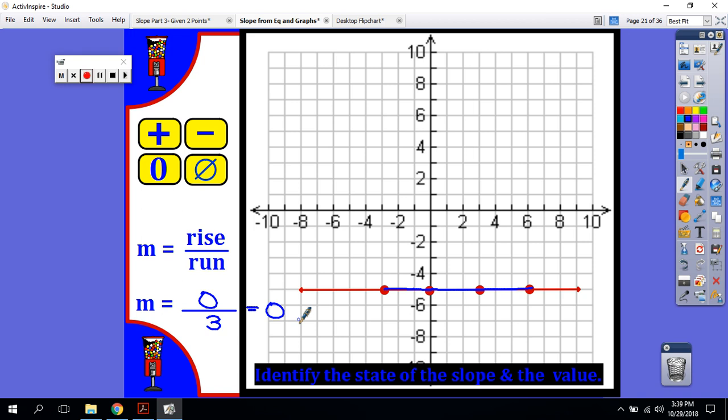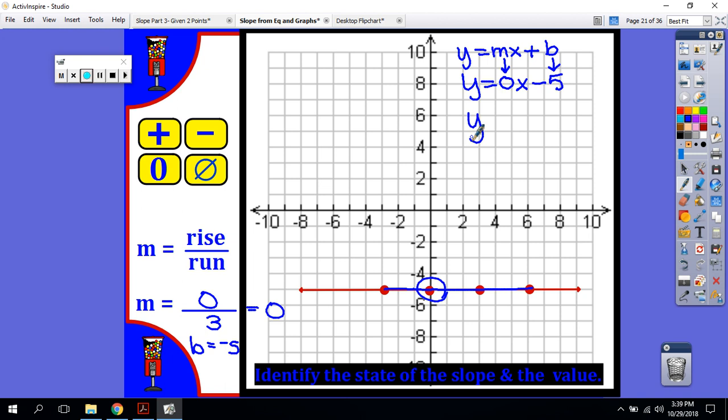All right, now we want to find our b, our y-intercept. So find your y-axis, follow it up, and it crosses at what number? -5. So our equation would be y equals, what's our slope? 0x minus 5. Okay? If you need your formula, it's y equals mx plus b. So we got 0 for m and -5 for b.